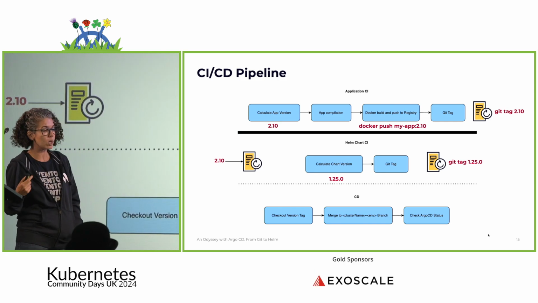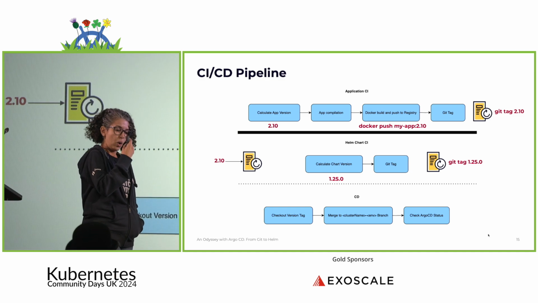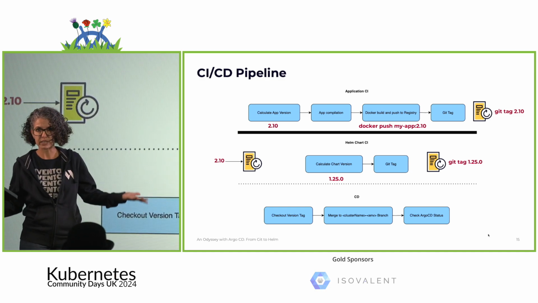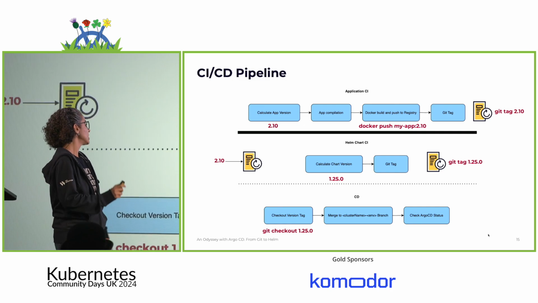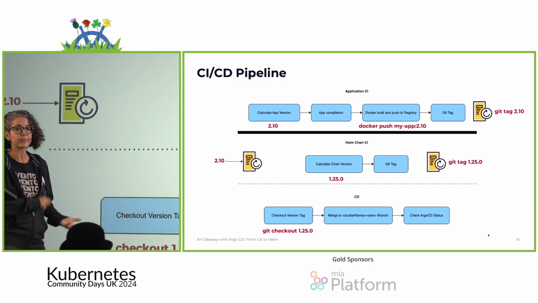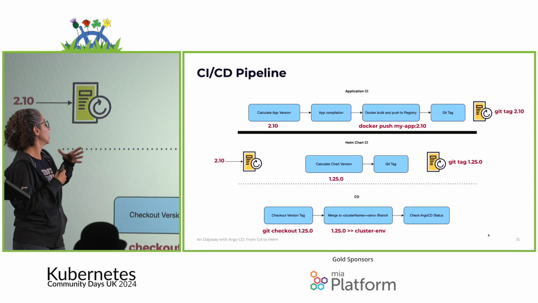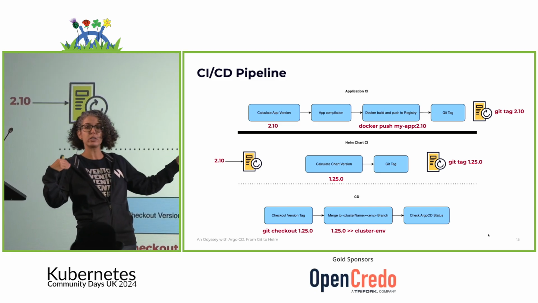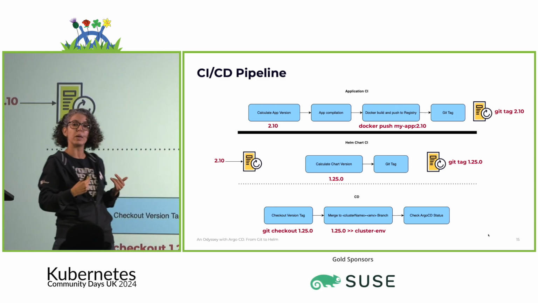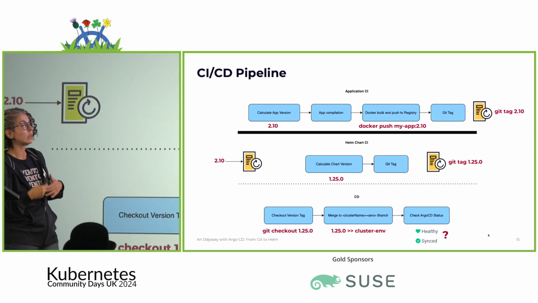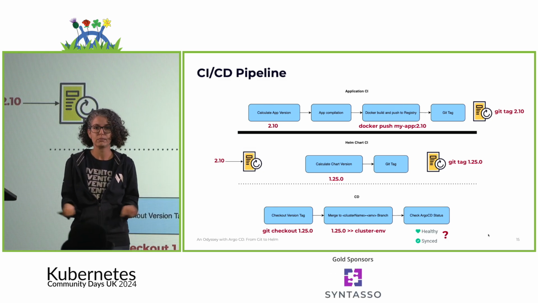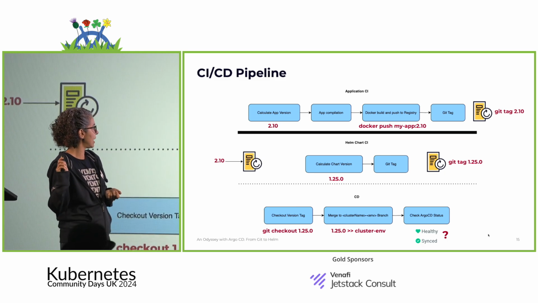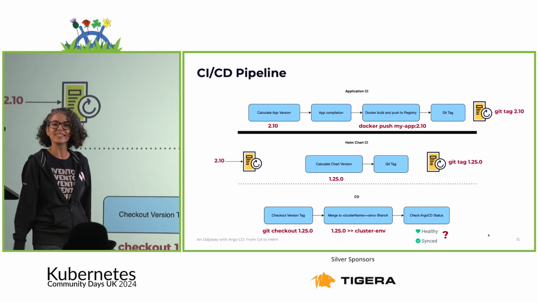So now whenever we want to deploy this 1.25.0 version to any specific cluster environment, we just need to check out this commit, merge it into the cluster env branch, which is the one that ArgoCD is syncing from to be applied, and just wait for ArgoCD to tell us that our application is healthy and synced. And that's mainly it.